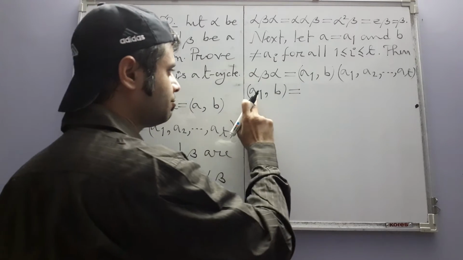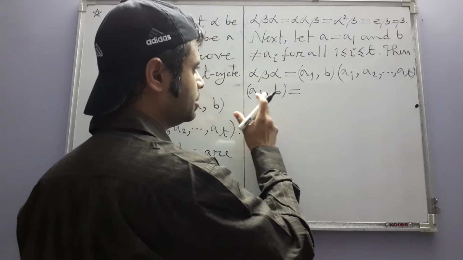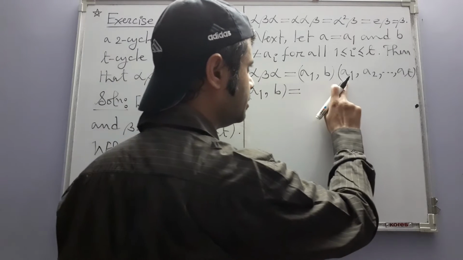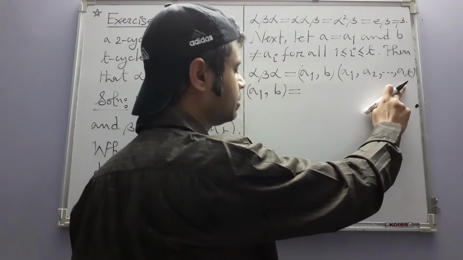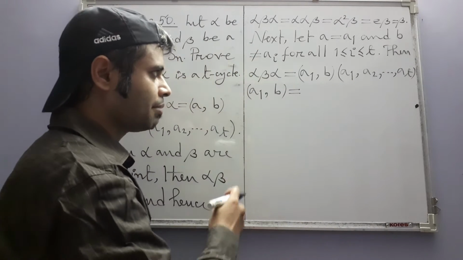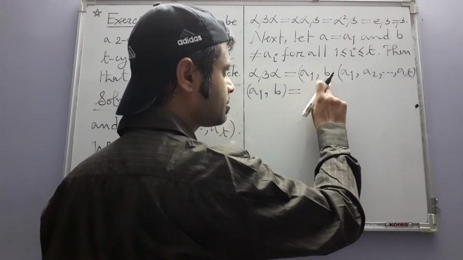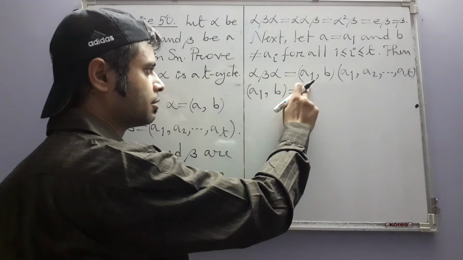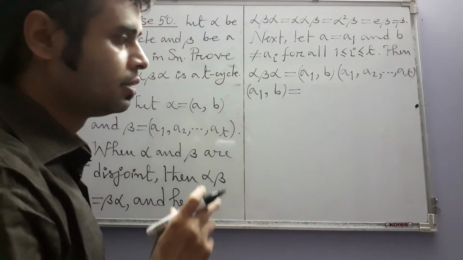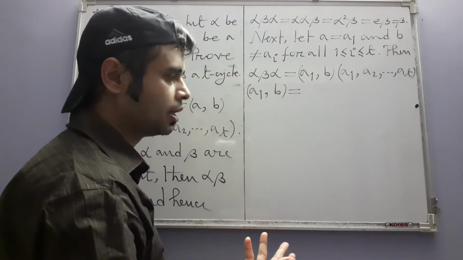So we start off with A1. A1 is sent to B by this permutation, this cycle, and then that B is nowhere to be seen here. So that means this middle one does not affect B, it maps B to itself, and then this leftmost one sends that B back to A1. That means ultimately A1 is mapped to A1 itself. In other words, this product actually does not affect A1.